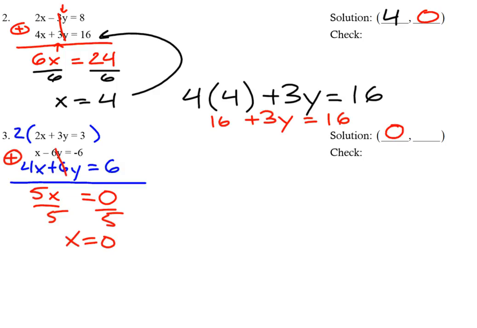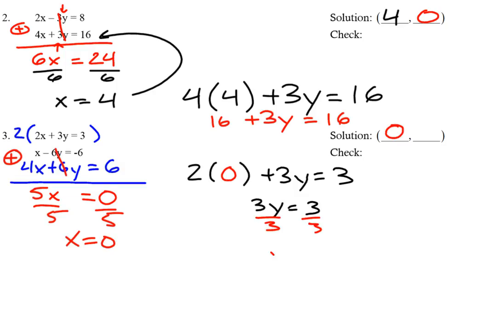So I go back to whichever of these 3 equations looks easiest. I'm going to go with the very first one. And I'm going to say 2 times 0 plus 3y equals 3. So that's 3y equals 3, which means y equals 1. So my solution for that one is 0, 1.